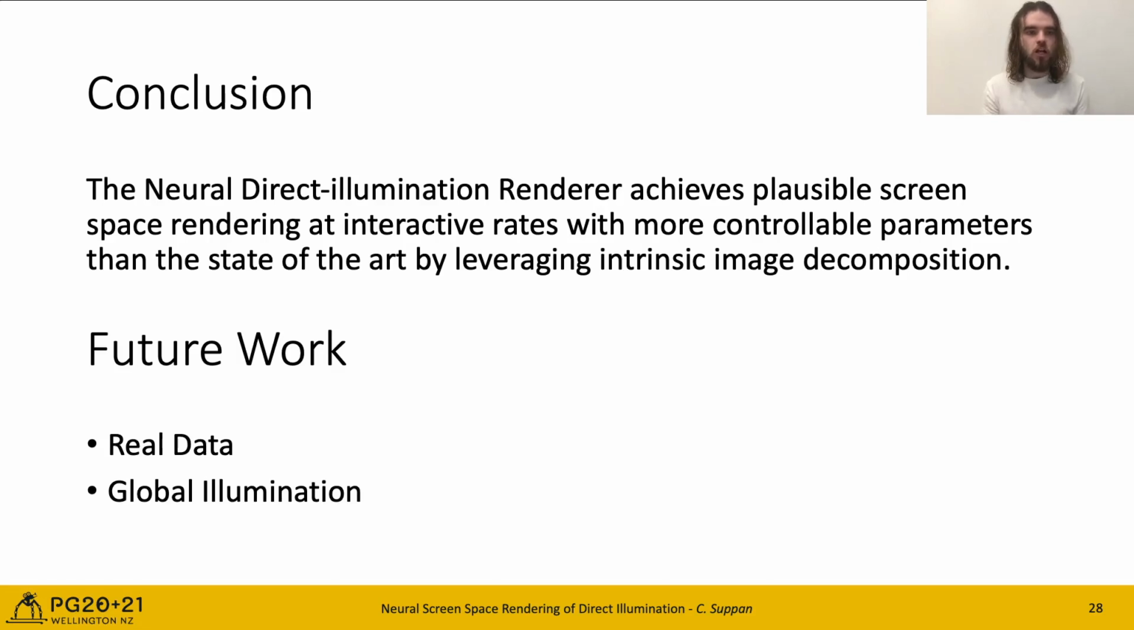In conclusion, the Neural Direct-illumination Renderer achieves plausible screen space rendering at interactive rates with more controllable parameters than state-of-the-art by leveraging intrinsic image decomposition. In future, this method may be improved upon by incorporating real training data and handling subsequent bounces of light.